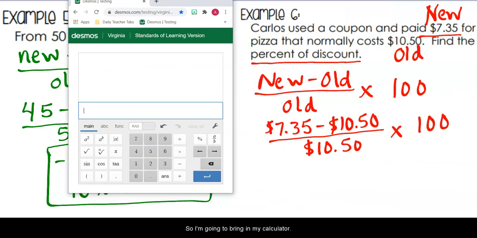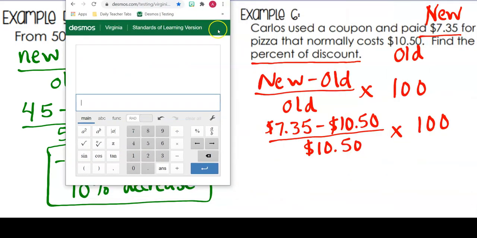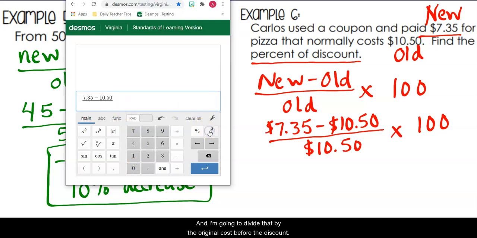So I'm going to bring in my calculator, and I'm just going to put that in. $7.35 minus $10.50. And I'm going to divide that by the original, what it cost before the discount. And then I get negative 0.3.